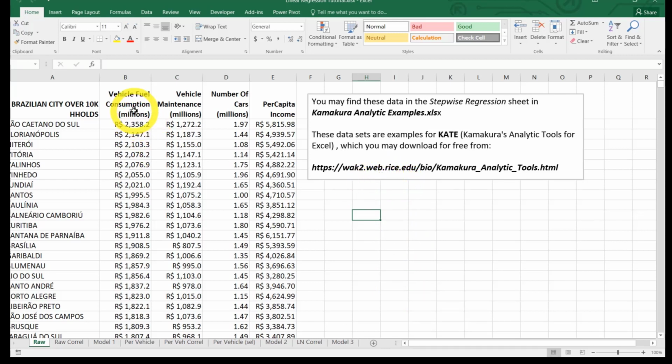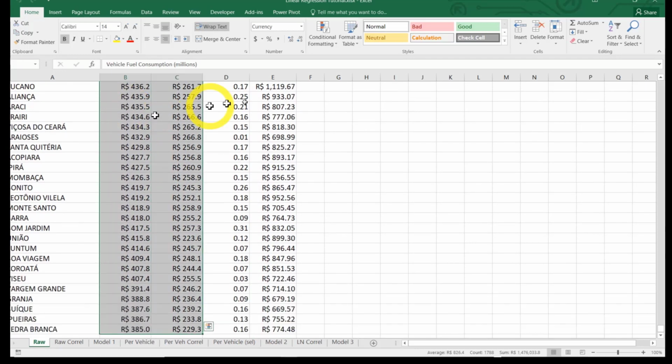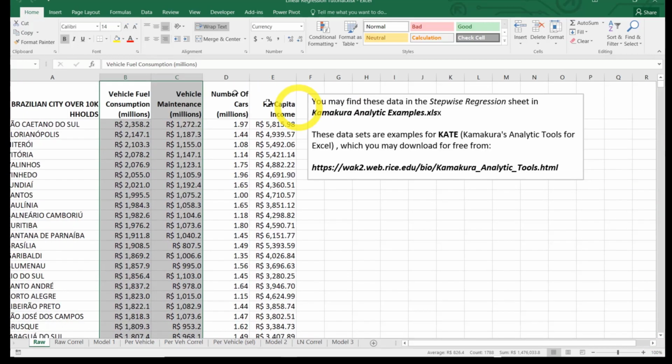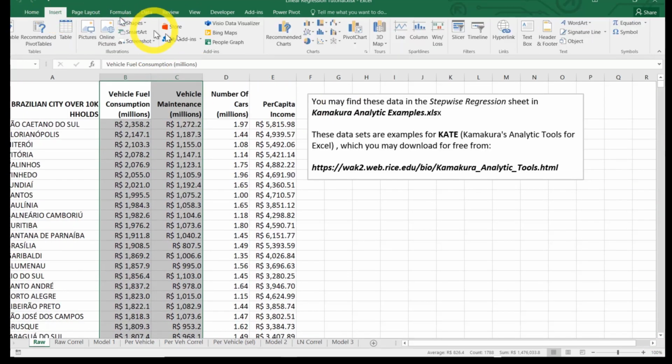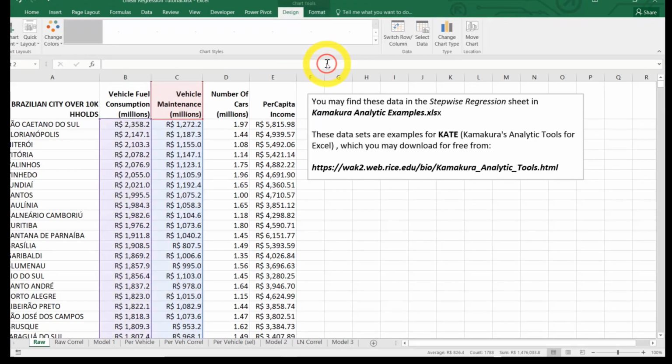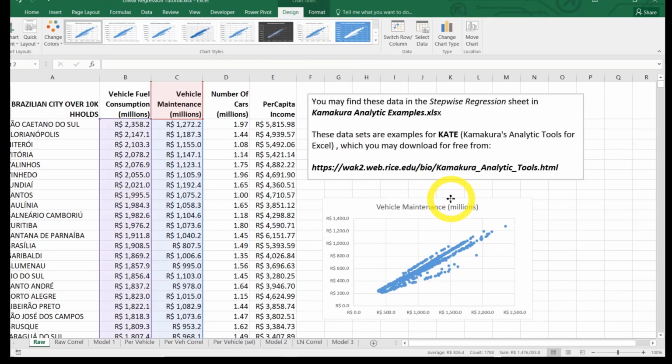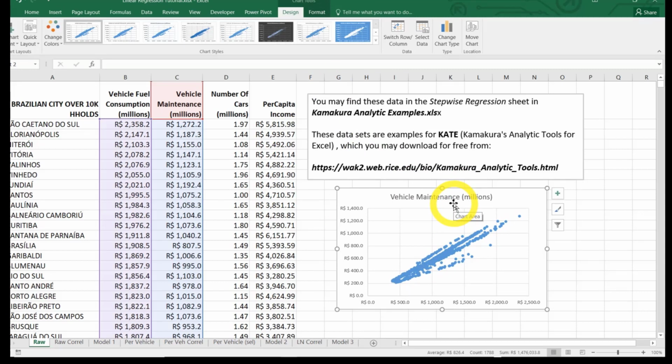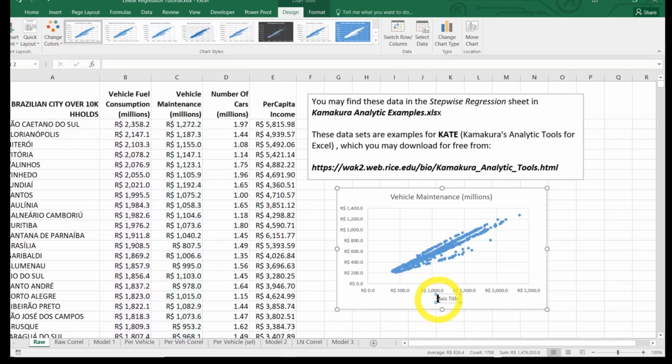So for example, is there any relationship between consumption of gasoline and expenditures in maintenance? We can look at this relationship visually here by highlighting the two columns and doing a scatter plot. And here is a scatter plot of vehicle maintenance on the vertical axis and fuel consumption on the horizontal axis. And just to make things clear, I'm going to add a title for the horizontal axis.